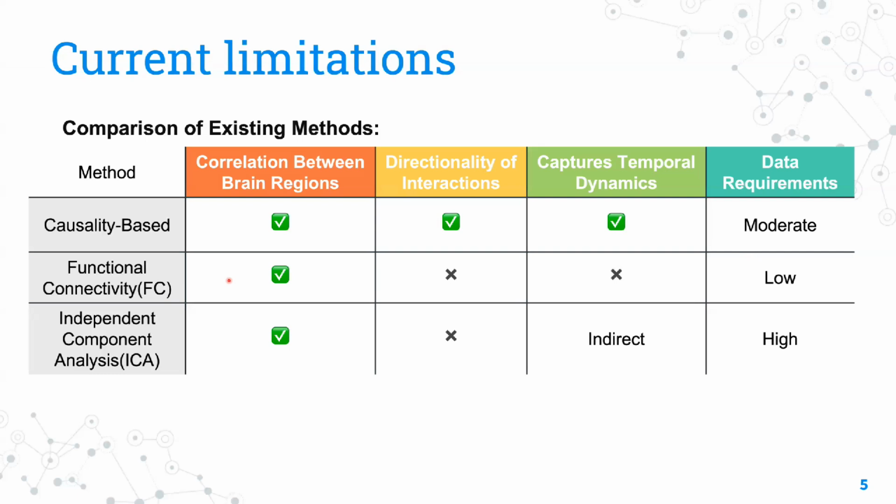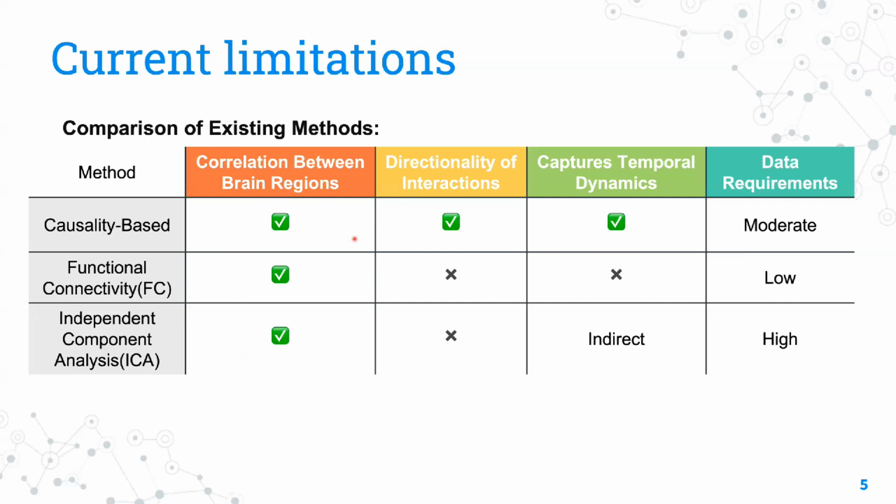The most widely used method is functional connectivity, or FC, which identifies connection patterns by calculating correlations between brain regions. While this approach has low data needs and is helpful for initial functional analysis, it can't capture directional interactions or dynamic changes between regions, which limits its ability to analyze the full range of data features. Another method is independent component analysis, or ICA, which extracts independent spatial components from the data, indirectly capturing some dynamic information. However, ICA requires a lot of data and can't directly show directional interactions between regions.